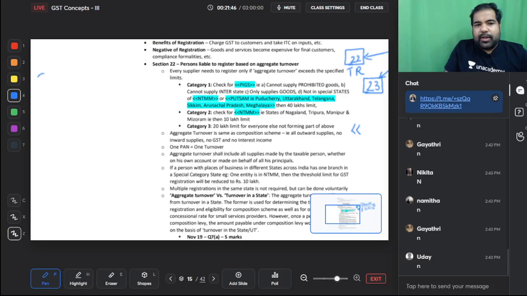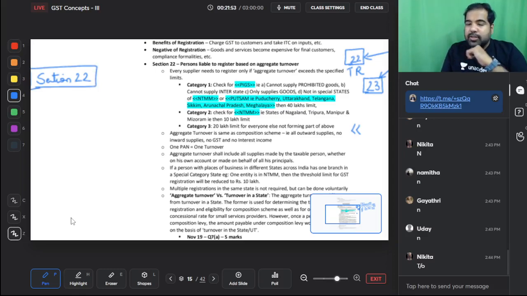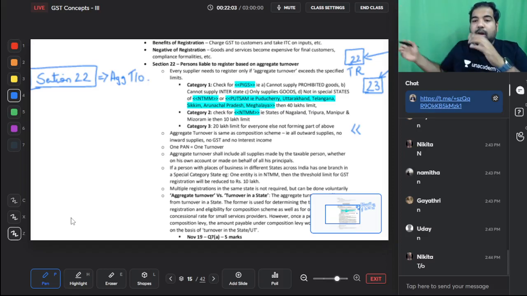That is section 22, and in section 22 I have a really nice shortcut so that you don't have to learn by heart all the different state limits. In section 22, you have to check aggregate turnover. Guys, you know what aggregate turnover is. Aggregate turnover means if there is an electric bike company in Maharashtra, Gujarat and Tripura, all three, one PAN, one turnover.